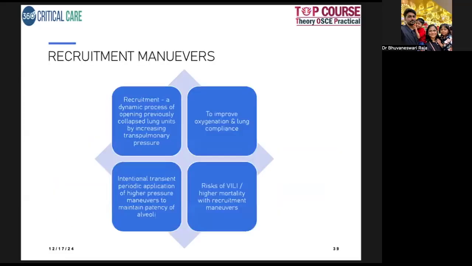Coming on to the rescue strategies. The first rescue strategy we are going to look at is recruitment, which is a dynamic process of opening the previously collapsed lung units by increasing the transpulmonary pressure. It is mainly aimed at improving the oxygenation and the lung compliance. If you do intentional transient periodic application of higher pressure maneuvers, then there will be maintenance of patency of the alveoli, but it has higher risks of VILI and higher mortality.